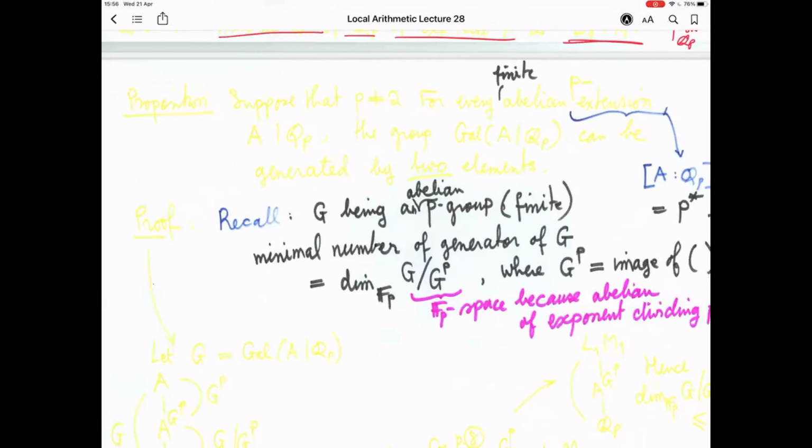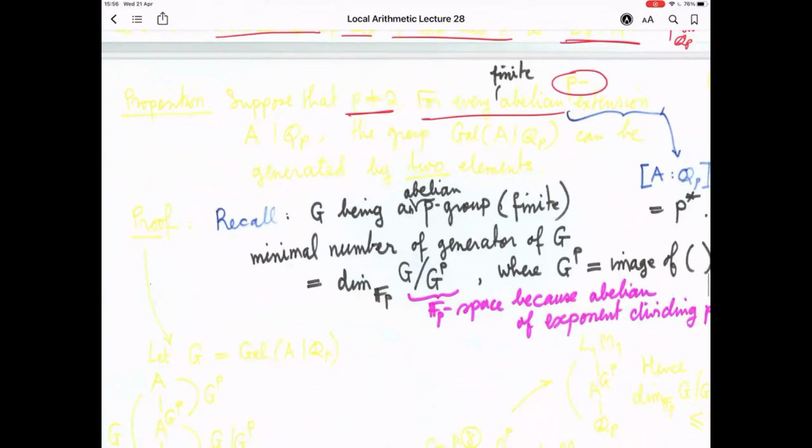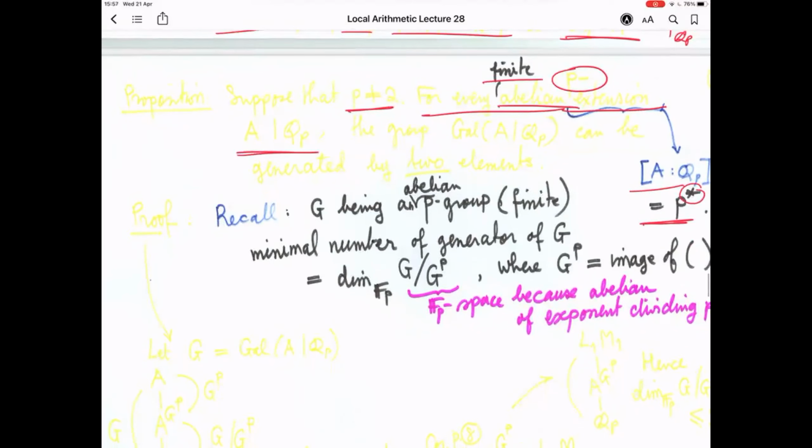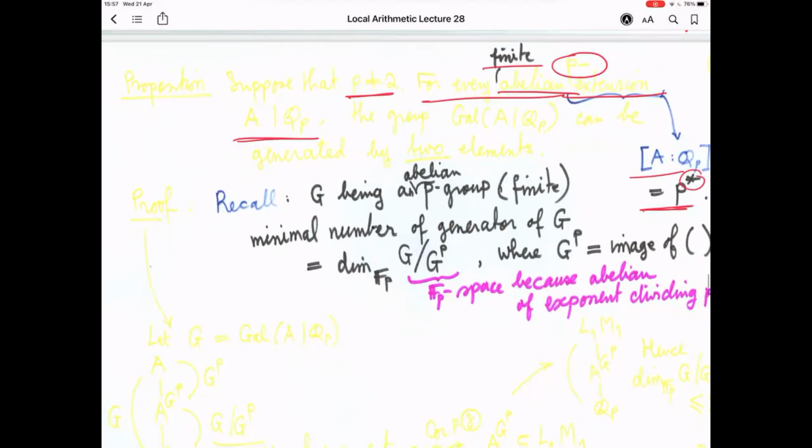Okay, so now we are continuing to assume that P is different from 2. And it says that every finite abelian P extension, a P extension being something whose degree is a power of P, I don't specify which power, but it could be of degree P or P squared or P cubed, but it has to be a finite abelian extension, call it A. Then the claim, the proposition says, is that the Galois group of A over QP can be generated by 2 elements.